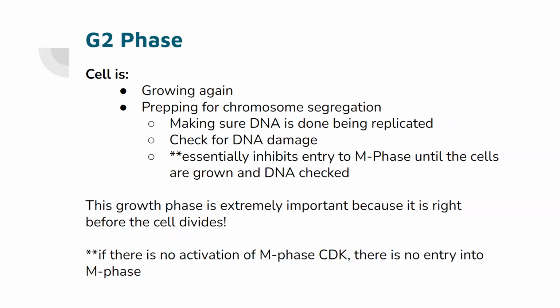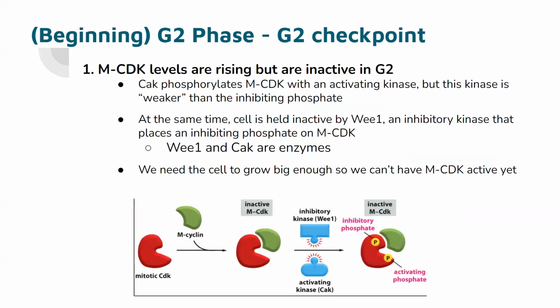It's not going to go into M phase until the cells are fully grown and all the DNA has been checked. This phase is important in order to get the cell to the appropriate size before dividing, to make sure that there's no mistakes in the DNA, and that there's enough resources and organelles made so that each independent daughter cell can have enough to survive. And M phase CDK needs to be activated in order to go into M phase. We'll go over that in more detail.